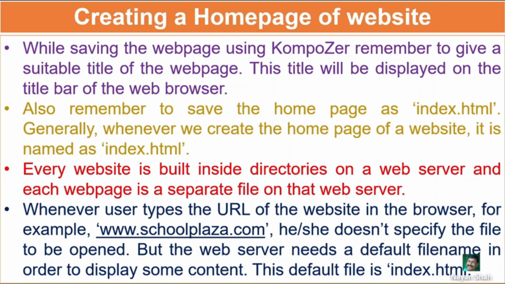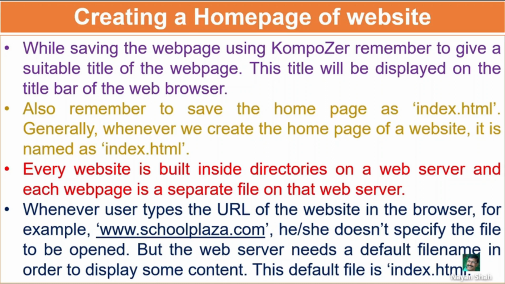Now when you open a website using just the name of the website, that is the domain name, the browser gets confused about which file to open, because on a website there may be so many pages. So which web page to open when the user enters only the URL or the domain name? It is said that by default it will open the home page, and it understands that only when the home page name is given uniquely, and that is index.html.